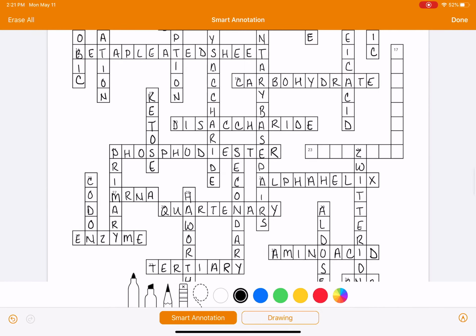23 across, an enzyme's helper is a coenzyme or a cofactor. And 17 down, where tRNA brings amino acids, brings them to the ribosome.